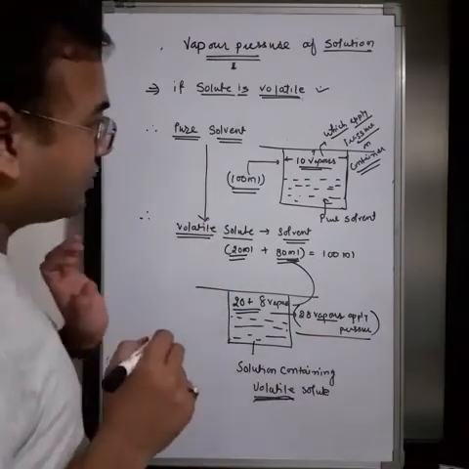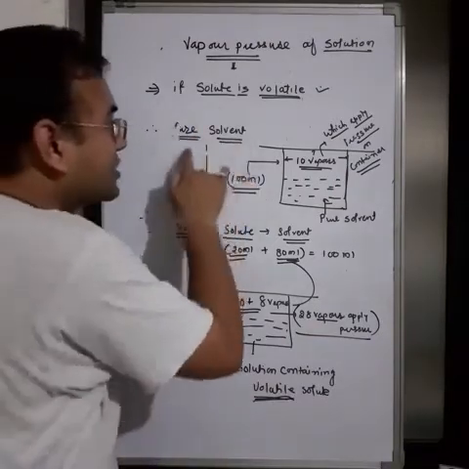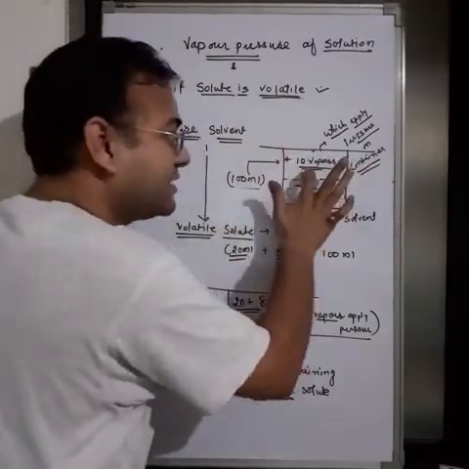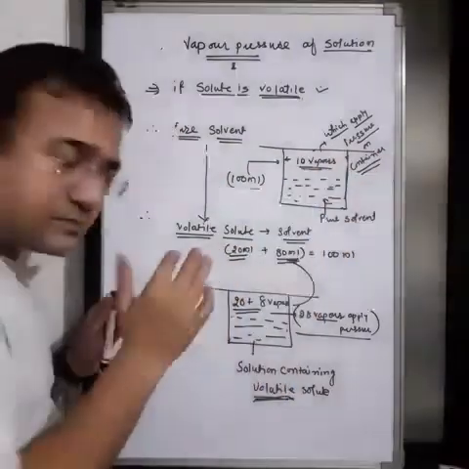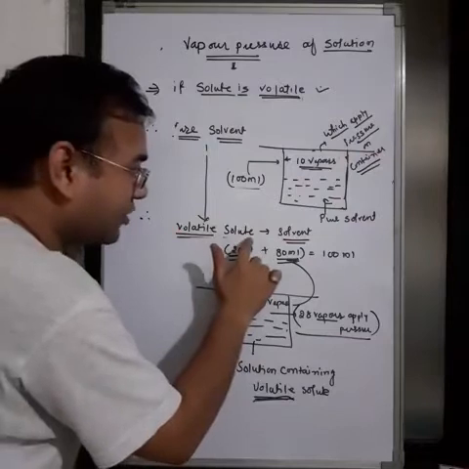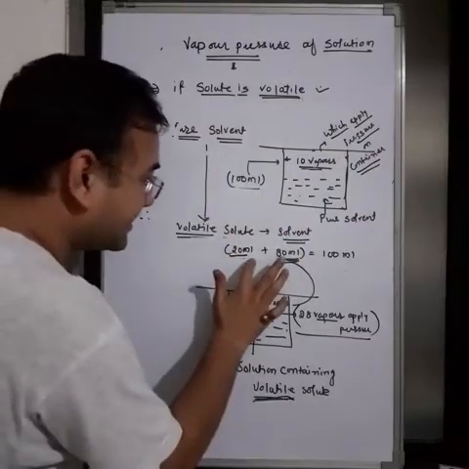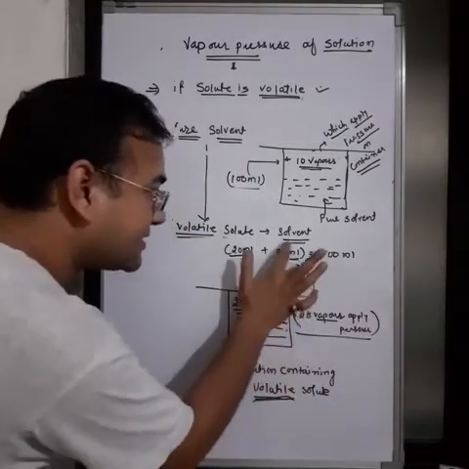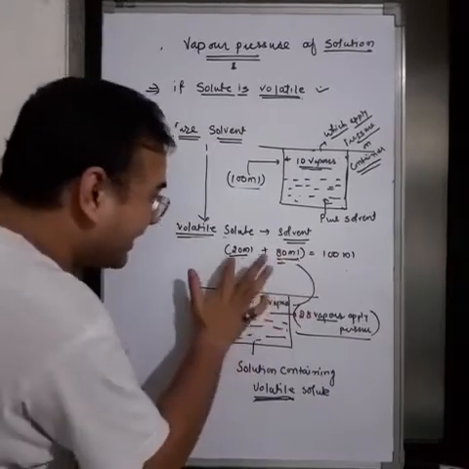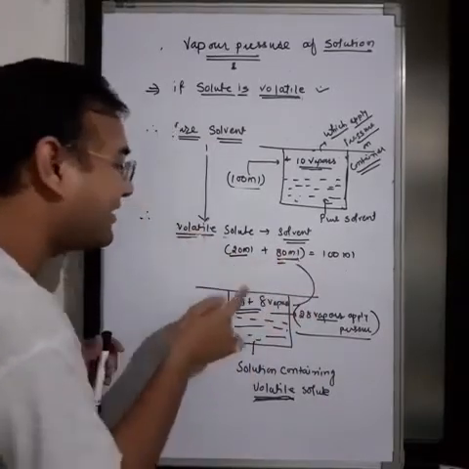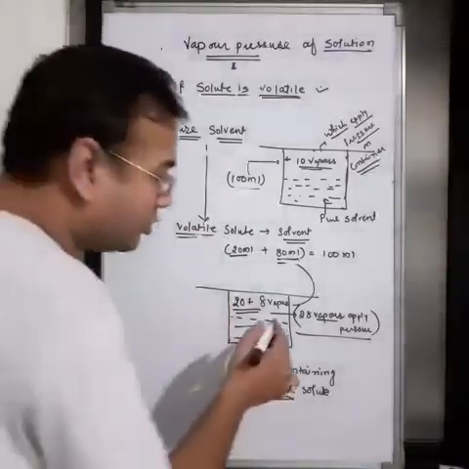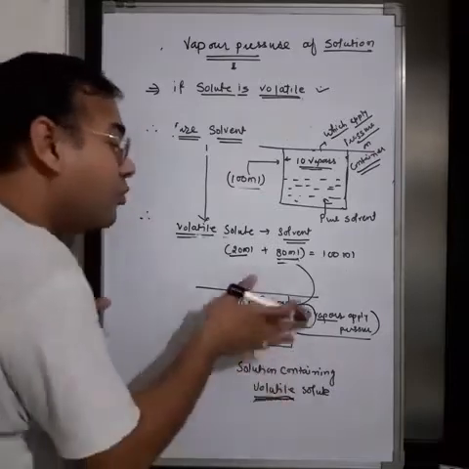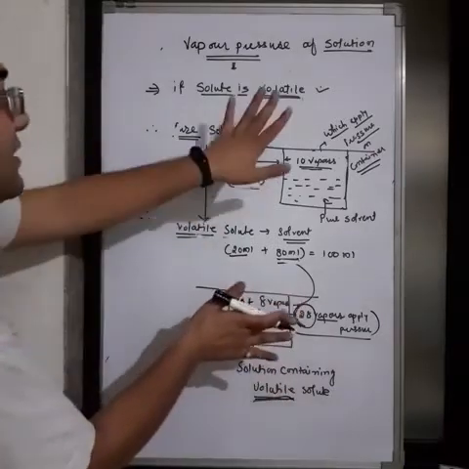Again I revise: for a pure solvent, if we take 100 ml, then for example we get 10 vapors which apply the pressure on the wall. If we add the volatile solute in this pure solvent, then this is 20 ml, this is 80 ml, so total 100 ml. Here 8 vapors are due to this 80 ml of pure solvent, and this 20 ml volatile solute is 100% converted into vapors. So in total we get 28 vapors. So these 28 vapors apply more pressure on the wall than pure solvent.